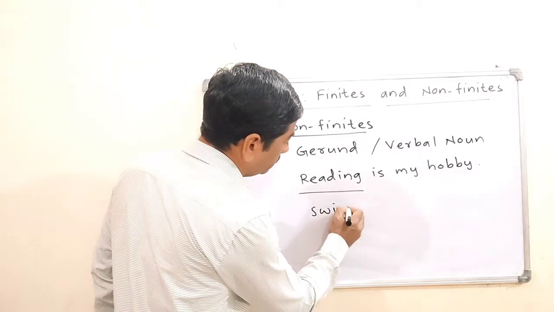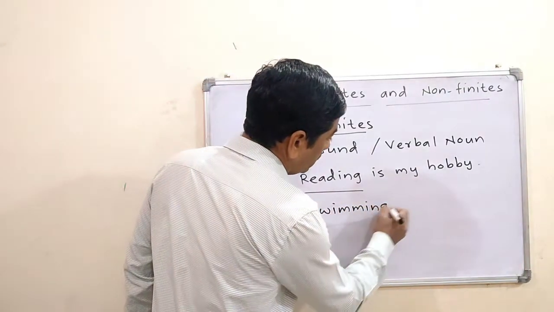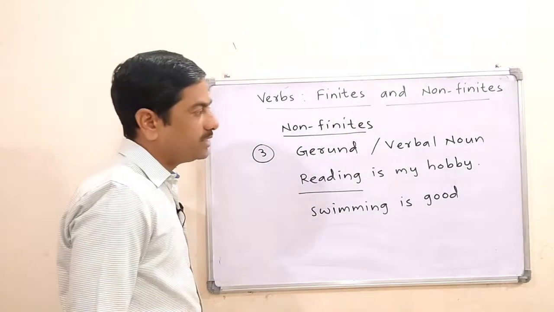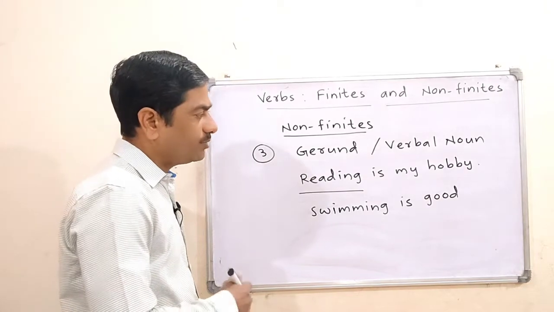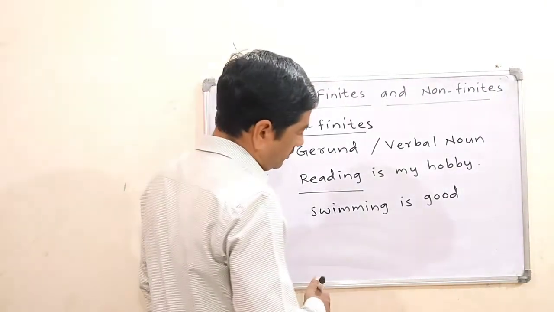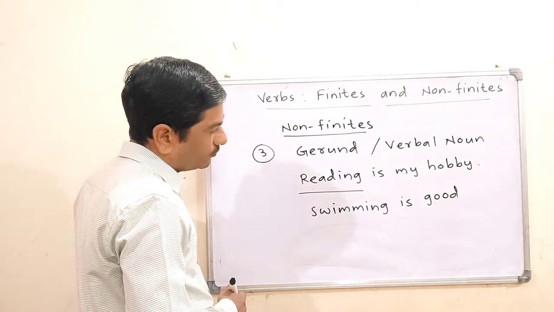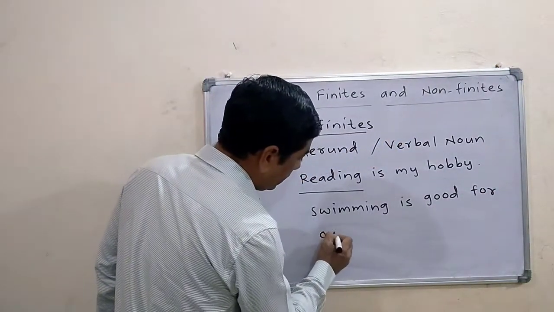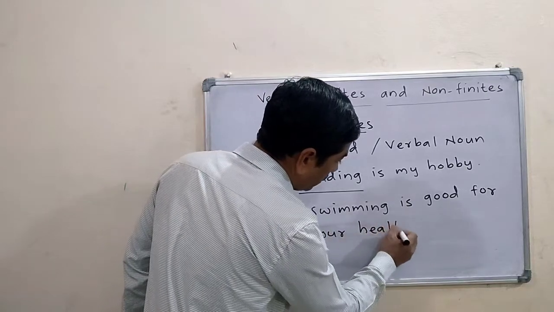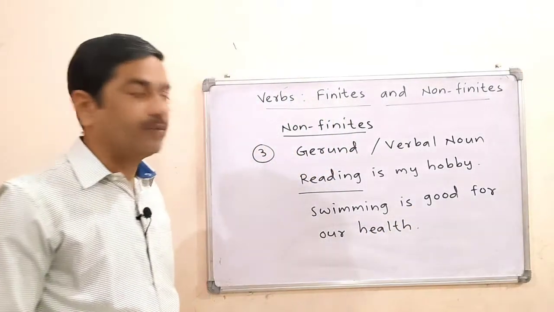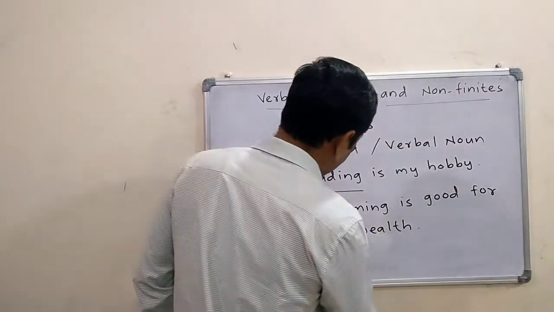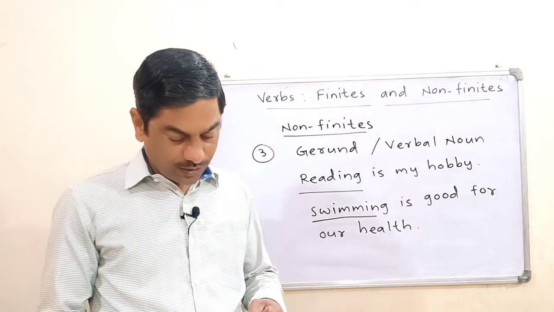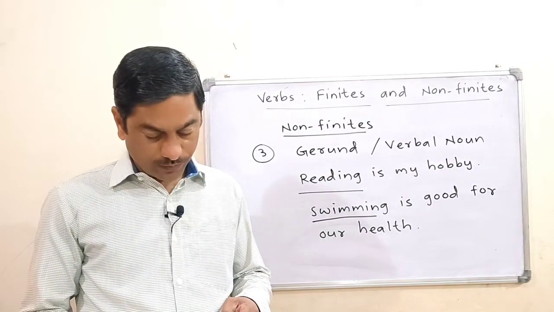Swimming is good exercise. Or you can say, swimming is good for our health. Swimming is good for our health. So in this sentence, swimming is a gerund. It is a gerund or it is a verbal noun.